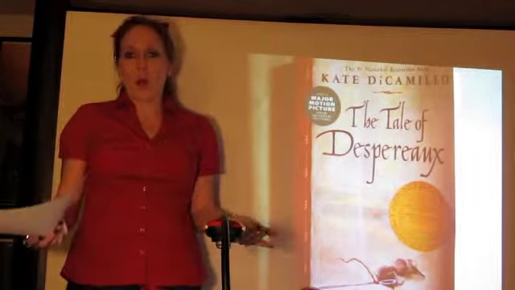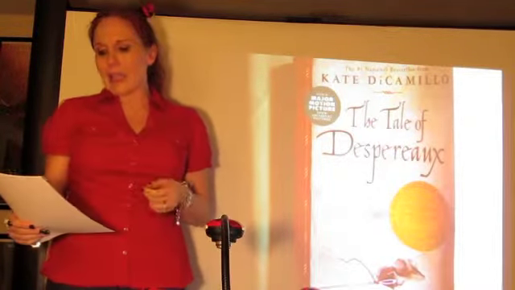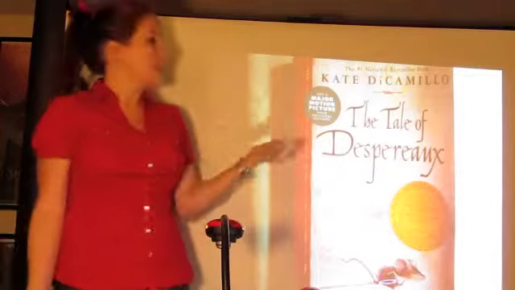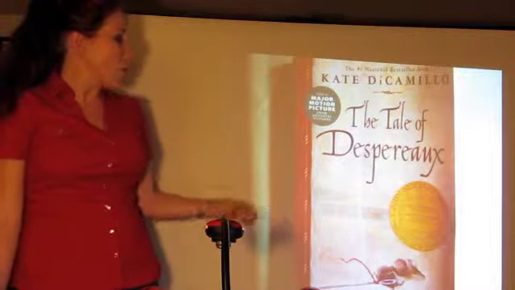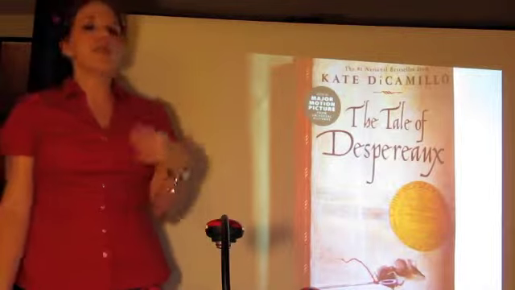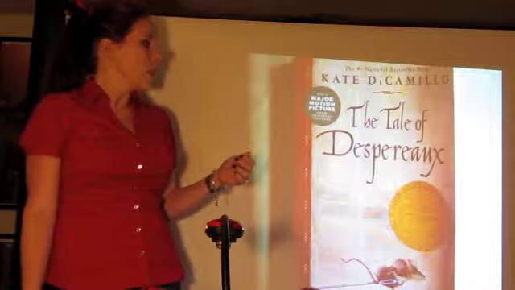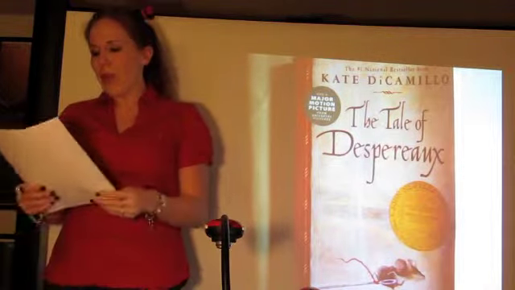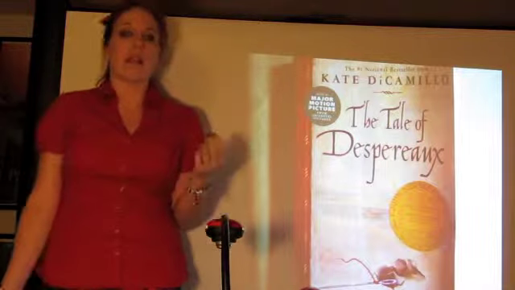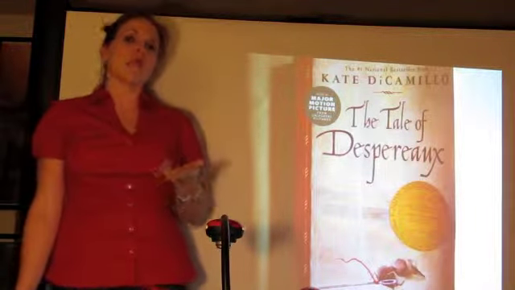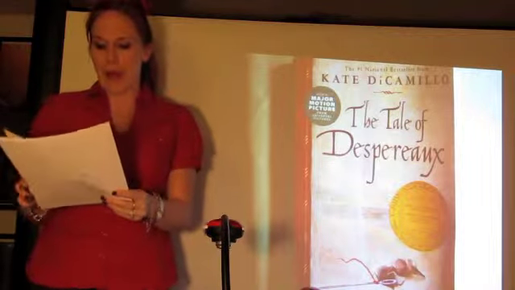To start off the story of Despereaux, you're going to want to build background knowledge by asking the class to give their opinions about the cover of the book. What do they think about the mouse holding the sword? Have them discuss that and make predictions based on the cover. Then read the back of the book to the class, and ask them to give their predictions about what's going to happen in the book based on the summary on the back.